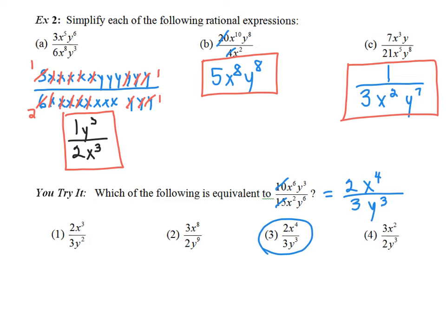I did some cancellation with the numerator and the denominator wherever I had like factors. So 10 and 15 could both be divided by 5, so that gave me 2 over 3. x to the 6th divided by x to the 2nd is x to the 4th. And when I've got a y to the 3rd in the numerator, but a y to the 6th in the denominator, there's 3 extra factors of y in the denominator. So my final answer is choice 3.